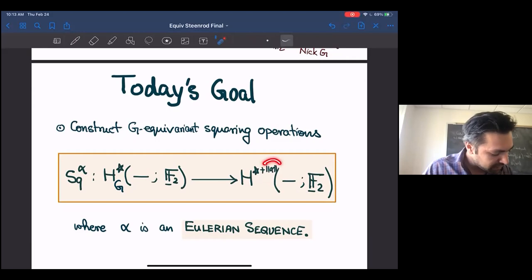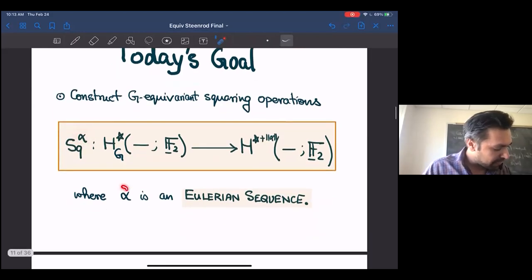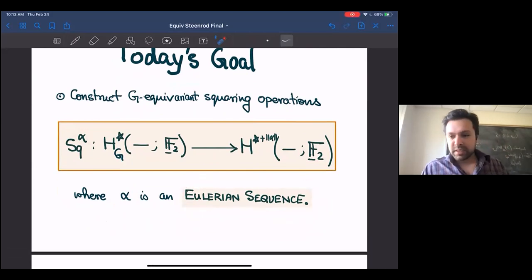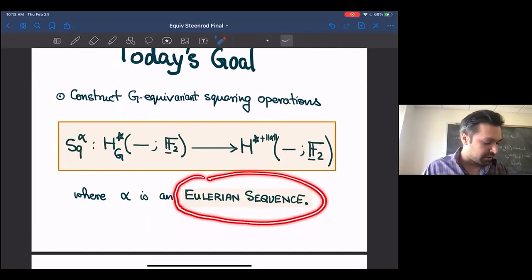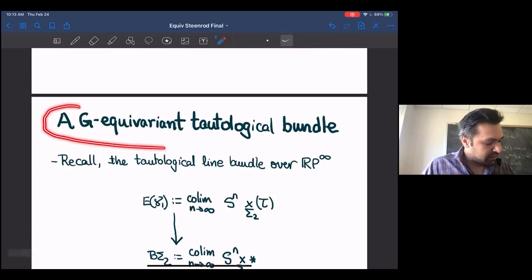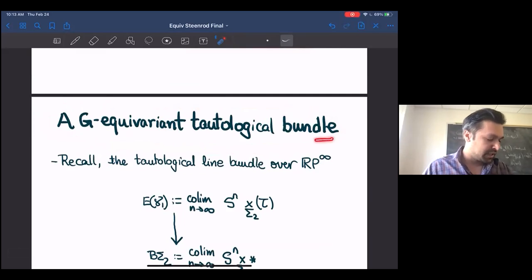With a certain shift, so the norm of alpha is going to be the degree of the operation, where alpha is going to be what I like to call an Eulerian sequence. Now, as the name suggests, it has something to do with the Euler class, and the Euler class has something to do with bundles. So I'm going to detour. My first job is going to be to explain what an Eulerian sequence means. So I'm going to construct a G-equivariant analog of the tautological bundle.